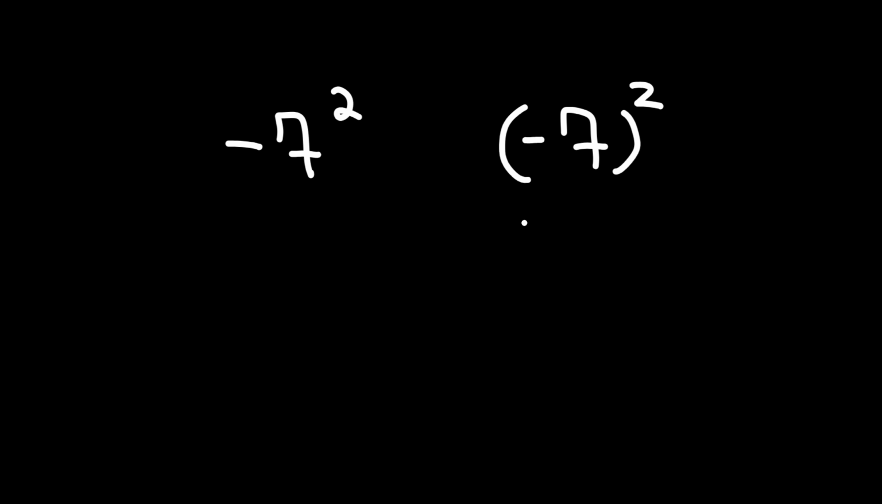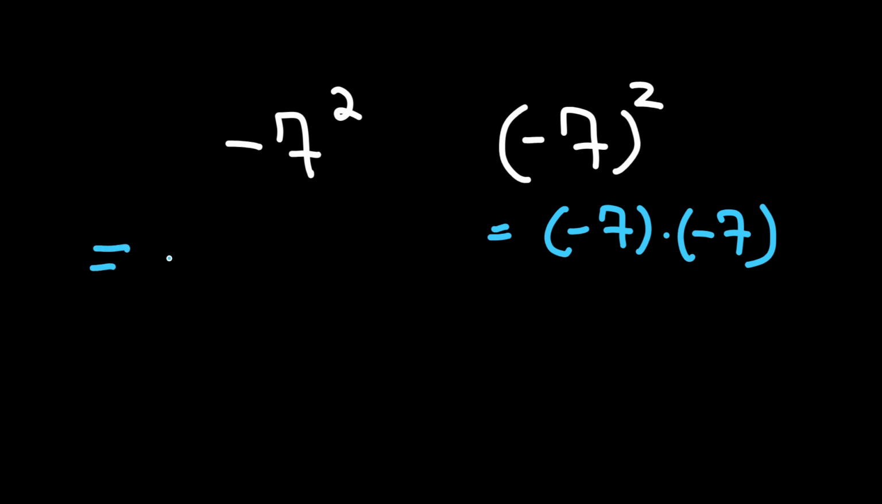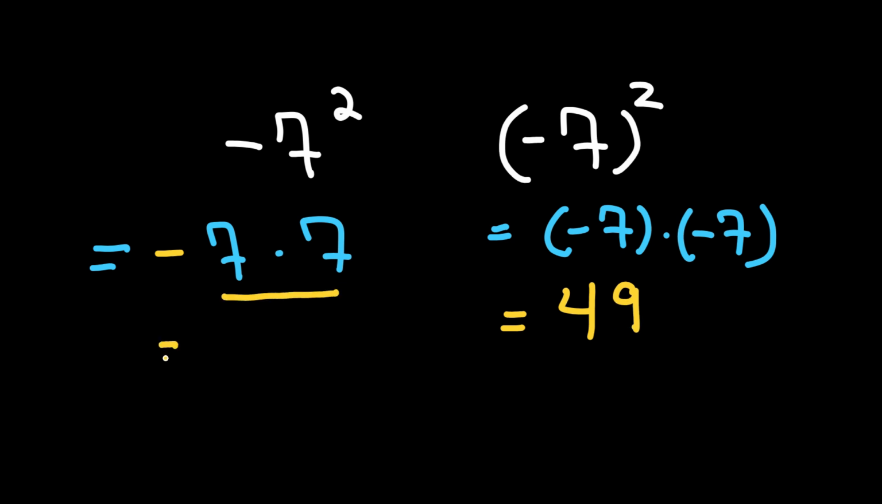Look at the number inside the parentheses. The parentheses tell us to square the entire negative 7. So, negative 7 times negative 7. Now look at negative 7 squared. There are no parentheses. This means the square happens first. First you square the 7, 7 times 7, and the negative is just sitting outside. So after you square, you slap on the negative. So for parentheses, you will get a positive number, and for the one without the parentheses, you will get a negative number.